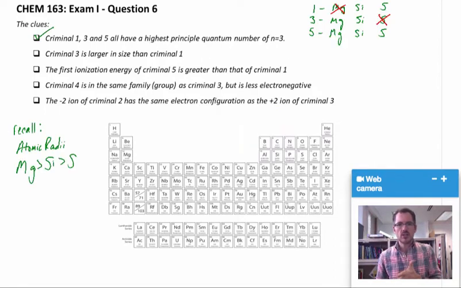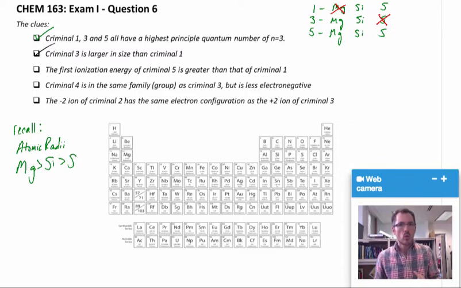And as we go back, I just rewrote everything here to show, okay, we know the size comparison, but now let's look at the next clue, which states the first ionization energy of element 5 is greater than that of element 1.